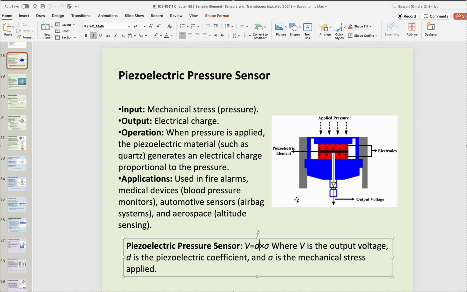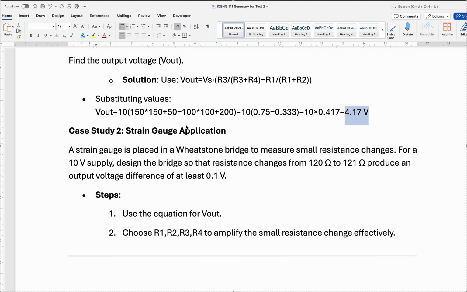Okay, good. So going back, now this is like a problem where a strain gauge is placed in a Wheatstone bridge. Now instead of saying that I have an RTD, now the change in resistance is because of the strain gauge. As we said, the strain gauge is used to measure the pressure, and when I am applying a pressure, the resistance changes because of the strain, which changed the structure somehow of the material. So what do we have? For a 10 volt supply, design the bridge so that the resistance changes from 120 to 121 ohms.